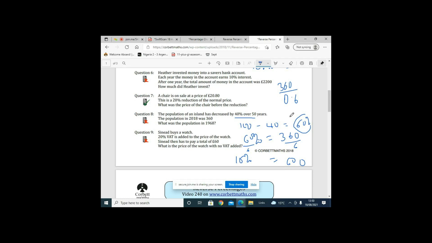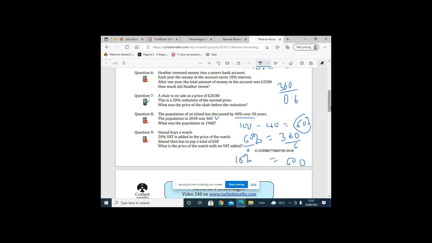But is the answer that the population in 1968 was 600? So when you divide 360 by 0.6, what do you get in your calculator? 600. Yeah. So you can use any of the two methods. And then 600 is the answer, but it says that the population was 360 in this.